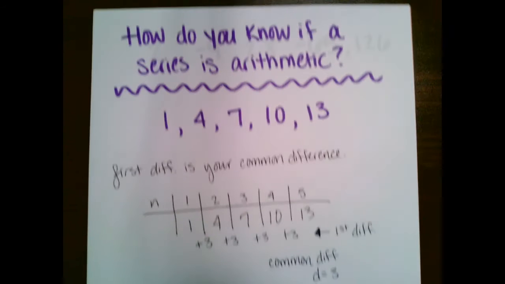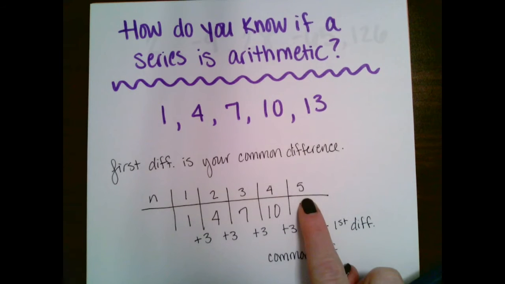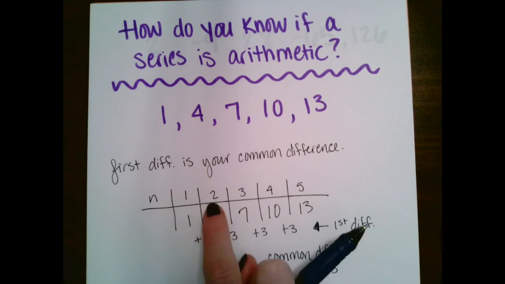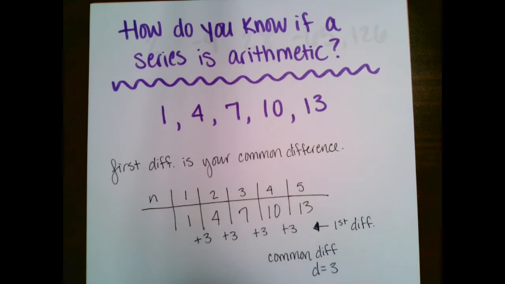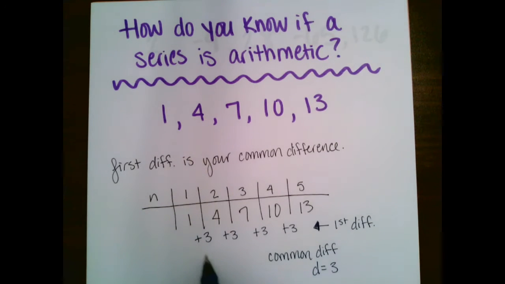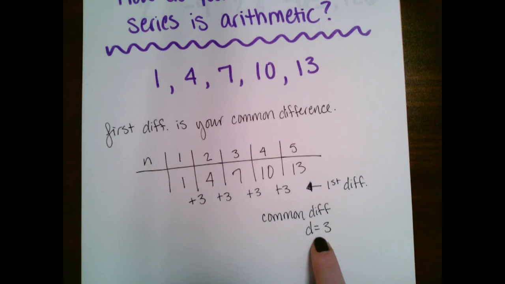So I created a table with n, meaning my number of term, so my first term, second term, third term, fourth term, fifth term. And then I filled in my terms, and I looked at my common difference. From 1 to 4, I'm adding 3. 4 to 7, I'm adding 3. 7 to 10, I'm adding 3, etc. So that is my first difference. It is also my common difference because they're all the same. They're in common. So d equals 3. That's how you determine if it's an arithmetic sequence.